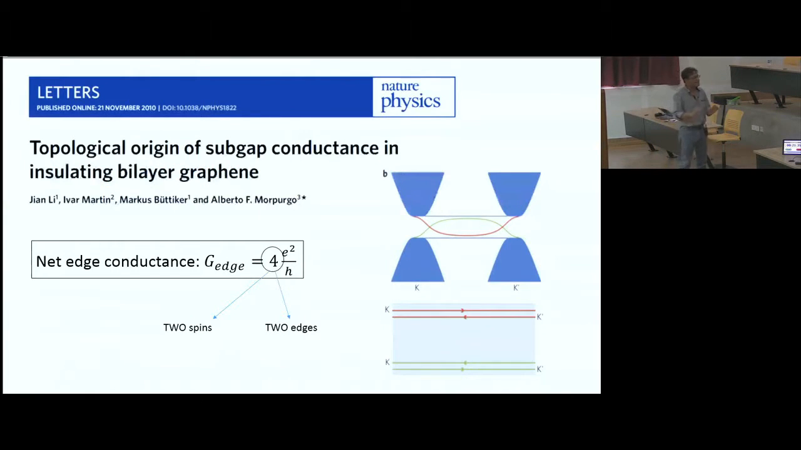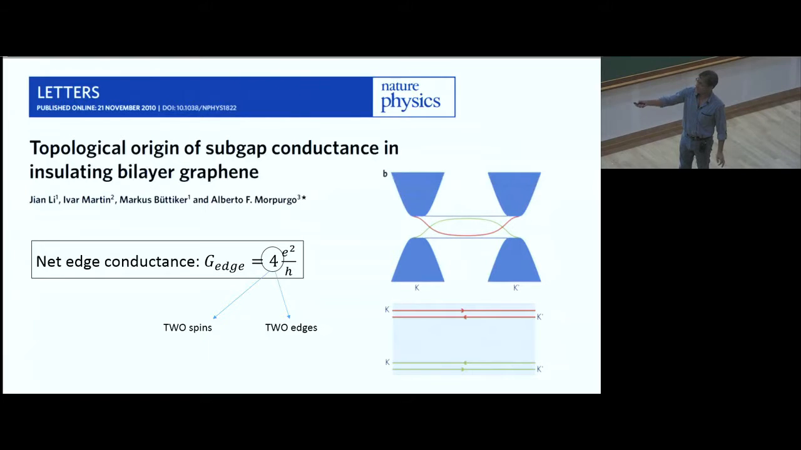Okay, so this had been theoretically discussed for a while now. This is a topological origin of subgap conductance. What this theoretical paper showed is that even if you have some disorder along the edges, where you remove some of the zigzag and convert it to an armchair, you still can have some edge transport. If you have a perfect zigzag edge, your net conductance of the edge will be 4 times e squared by h, where 4 is 2 from spin degeneracy, and because you have 2 edges, you have 2 additional channels, so the total conductance will be 4 e squared by h.